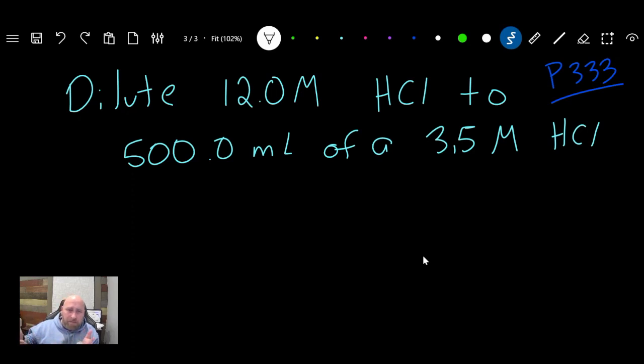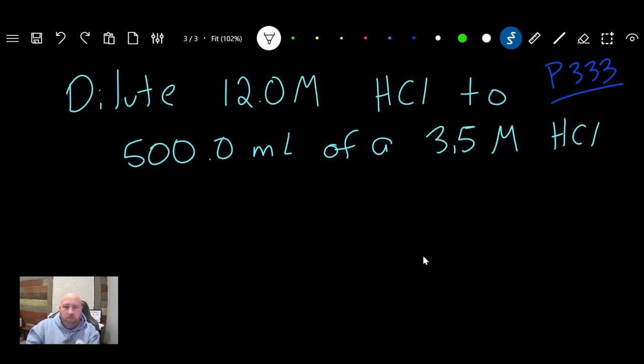Okay, so this is happening in real life a lot of times in your kitchen as you're cleaning different places. This happens in recipes, all kinds of different places. So here we go. We need to know it's called the molar dilution equation. That is on page 332. So just look back across the page, 332, and you'll see that.